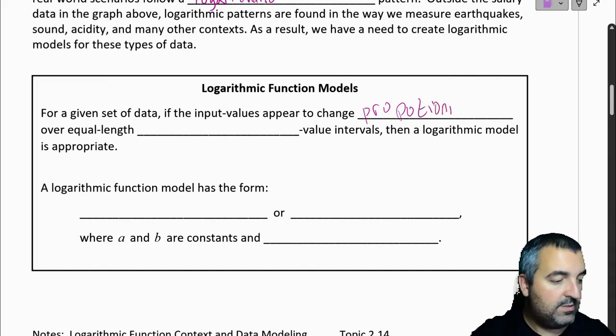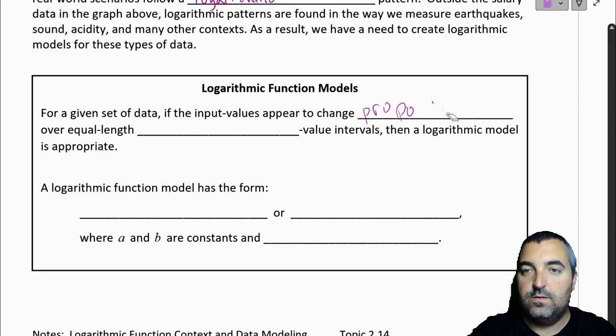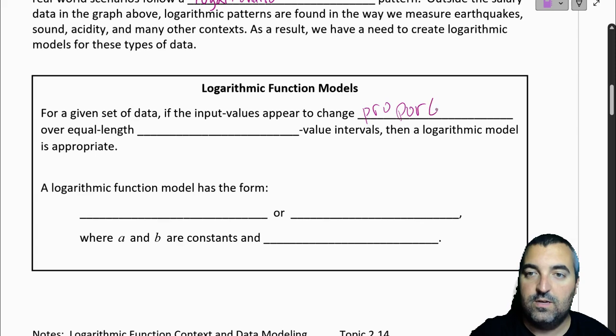Oh man, I can't spell today. Proportionally, I forgot an R in there. Oh no, and now my stylus doesn't want to erase. All right, proportionally. Oh my gosh.